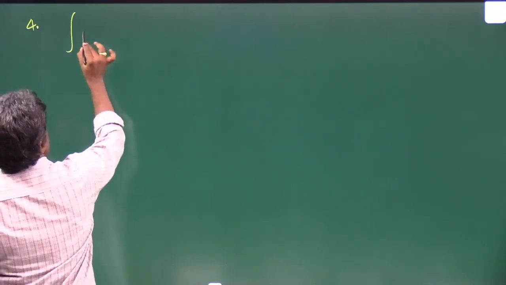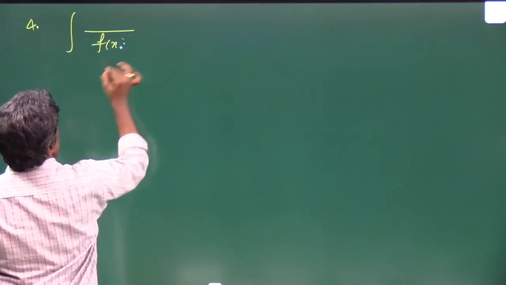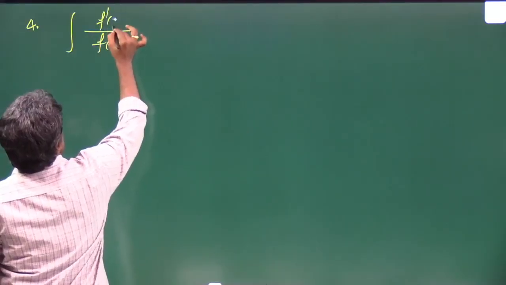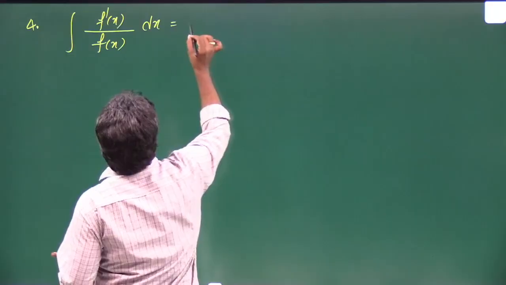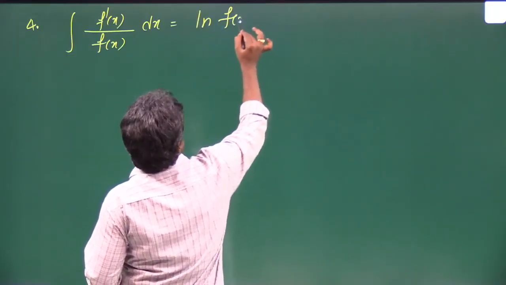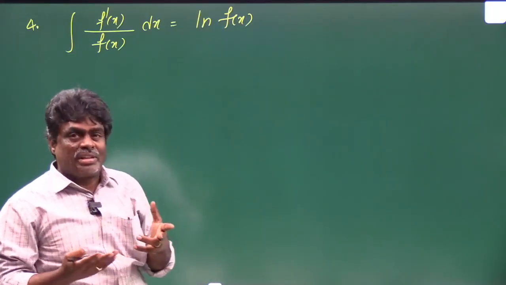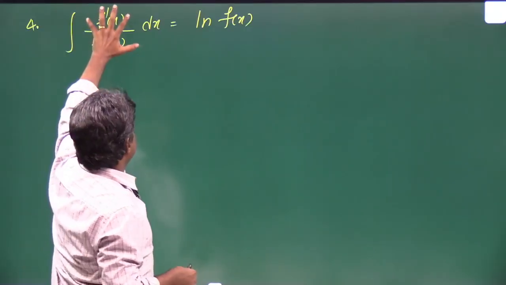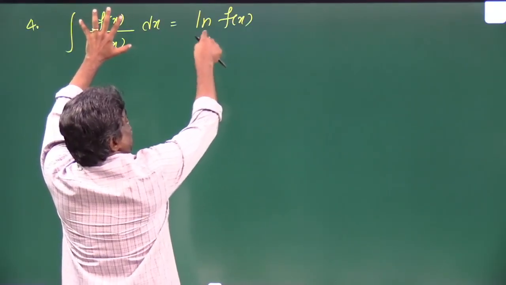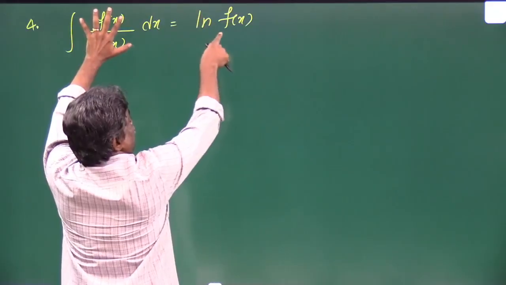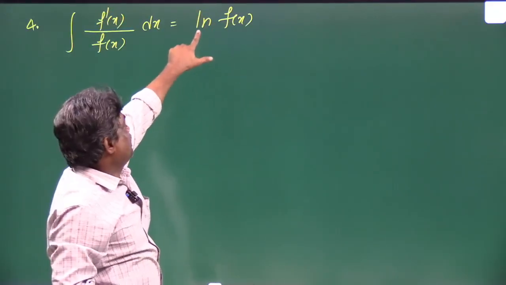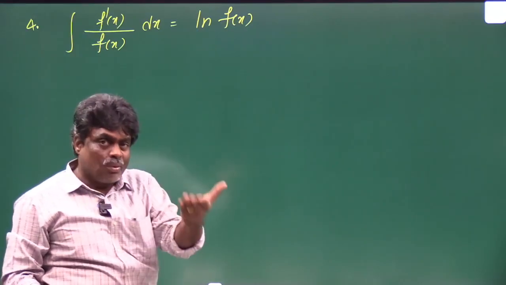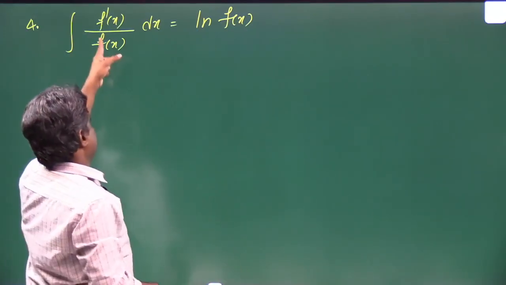So here we have, let us suppose, an integral. In the denominator we have f of x, and in the numerator we have f dash of x, its derivative. Whenever you have this situation, the answer is simply log f of x. The reason is, just take log f of x, this is the antiderivative of this function. Just apply the derivative: the differentiation of log f of x is 1 by f of x into f dash of x.